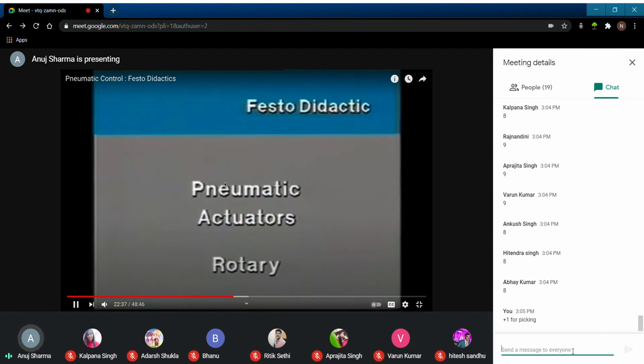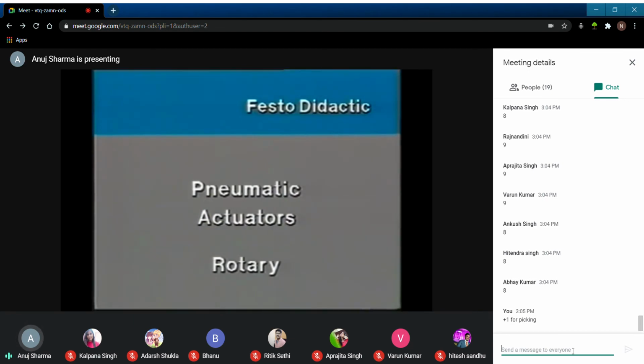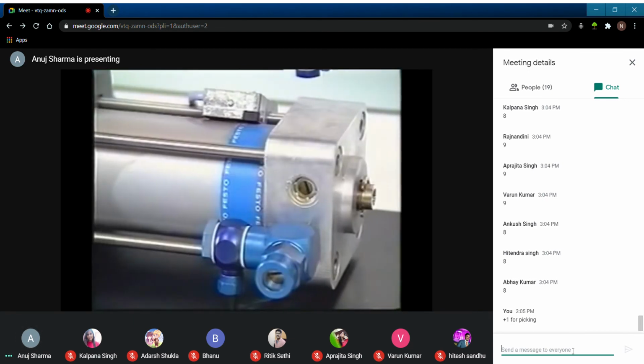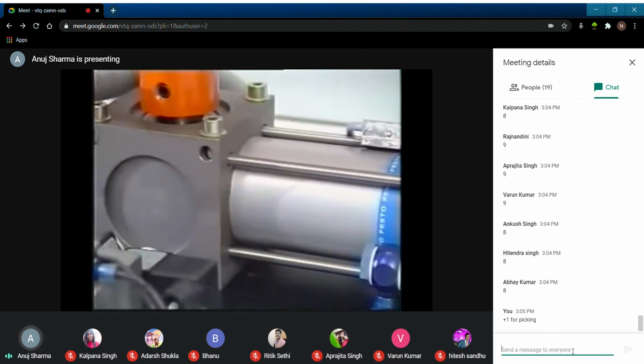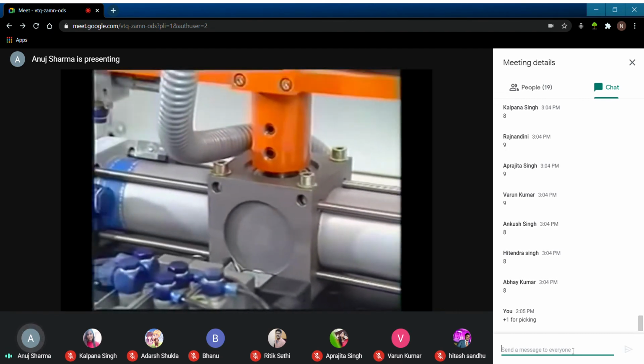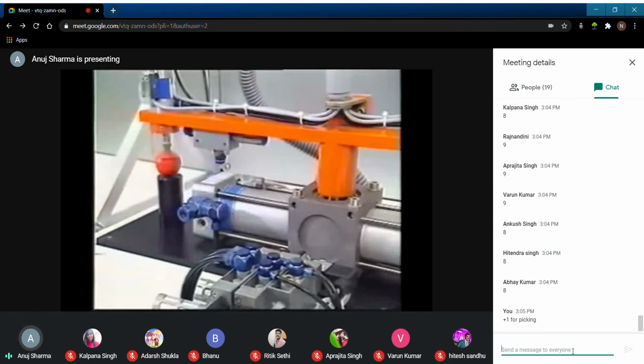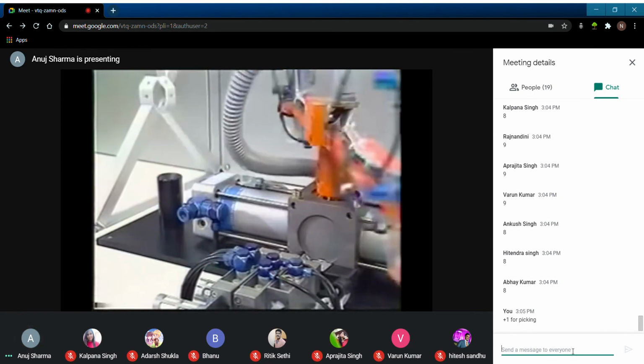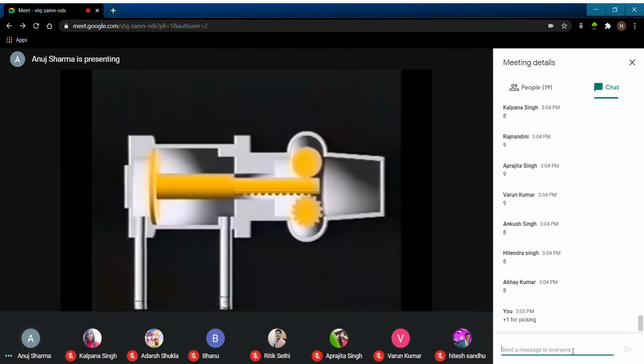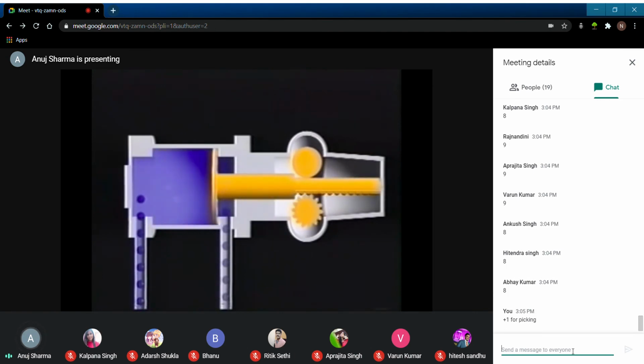Now let us look at the pneumatic actuators of rotary kind. Cylinders convert pneumatic energy into mechanical energy. So far, you've seen how this produces linear motion. Here, the linear motion is converted into rotary motion through a gear train. As the piston rod moves, the rack on the end of the piston rod turns a gear, producing rotary motion. As the piston moves left and right, the gear rotates in the opposite direction.